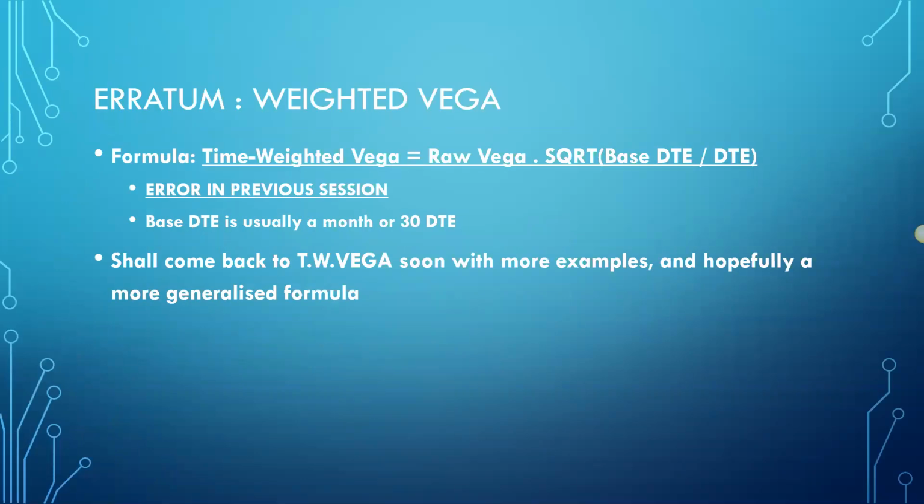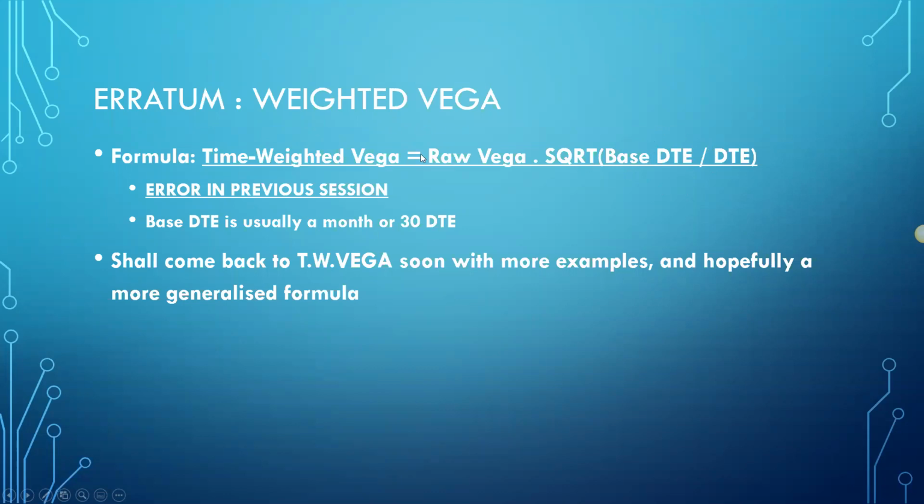Today I'm not going to talk about weighted VEGA and SKU. I think I need to prepare 2 or 3 sessions specifically on that. It's actually an advanced topic. I also realized that I made a small mistake last week or 2 weeks ago. It's either divided by the square root of dt over base dt, or multiplied by square root of base dt over dt.